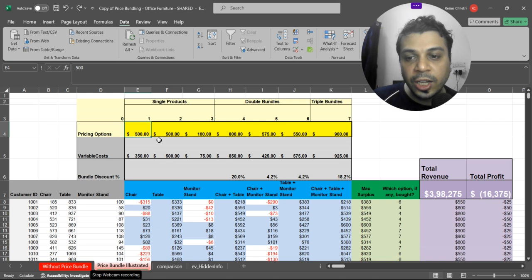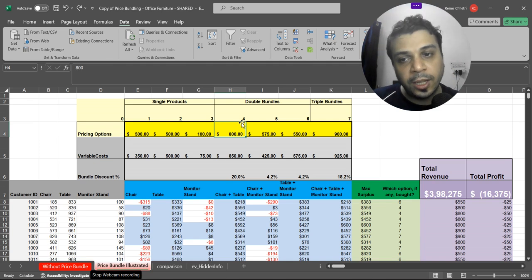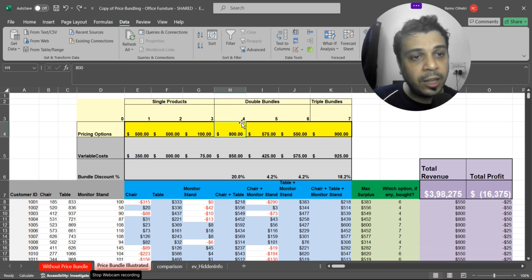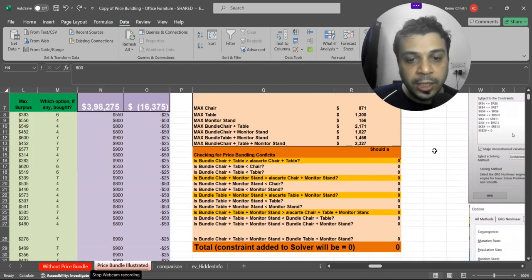For instance, if the chair plus table is $1,000, the bundle cannot be greater than or even equal to $1,000. Otherwise it wouldn't make sense, right? Because the customer is not going to get a discount. The whole point of making a bundle is to give a discount compared to the situation where they have to buy and pay for each individual product. So that is a bundling conflict that we need to avoid. The way this has been set up in this sheet is to give a value of 1 whenever there's a bundling conflict, and a value of 0 when there isn't one.